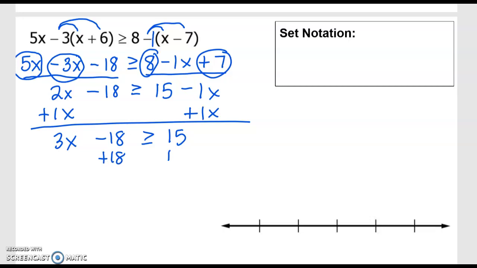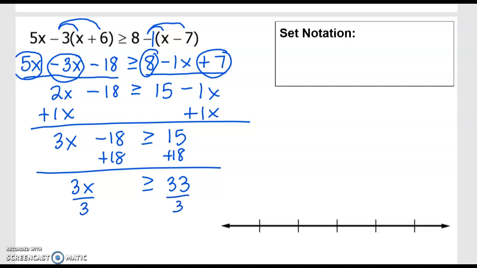I'm going to add 18 to both sides. So we get 3x is greater than or equal to, if I add 15 and 18, that's going to be 33. And now to solve for x, I just need to divide by 3.